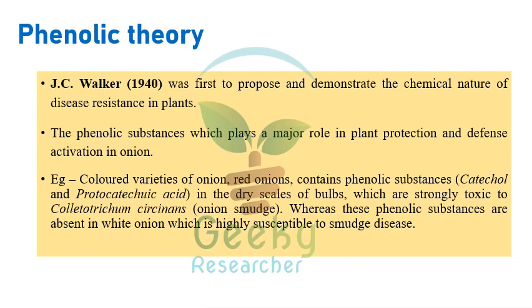They also ask a question like: what phenolic compounds are absent in white onion so that it is highly susceptible to onion smudge? It is something like that they will ask. That is catechol and protocatechuic acid. So these are very important phenolic compounds that are present in red onions, and these phenolic compounds are absent in white onions.